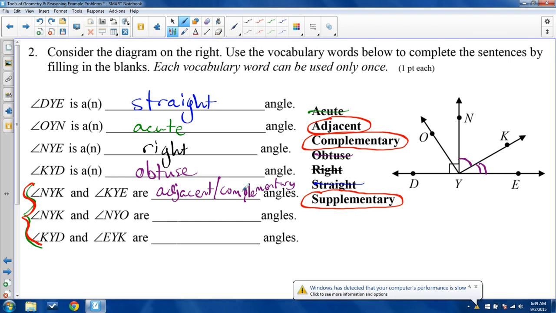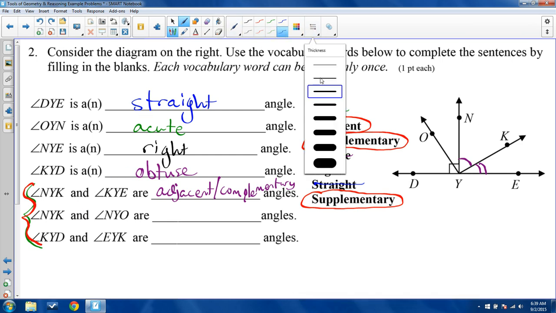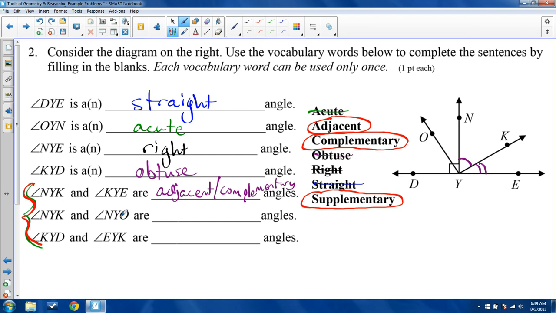So adjacent would work, but these do add up to 90 degrees. So I'm guessing it's going to be complementary. Let's check out one that will say adjacent, and then I'll cross it out there. Angle NYK and angle NYO. So here's NYK, and here's NYO. It looks like these are the ones referring to what are adjacent.